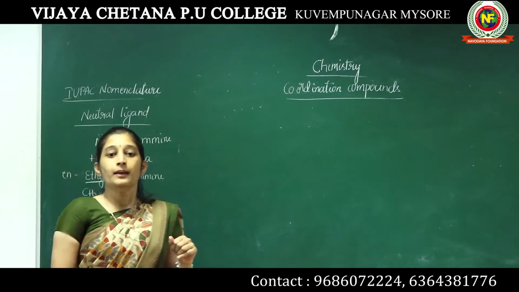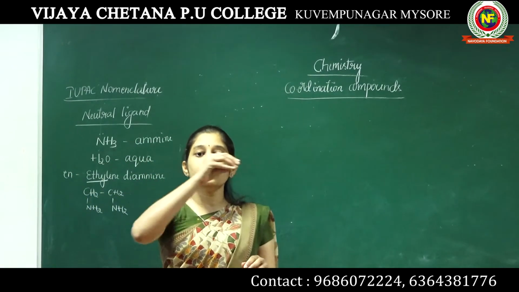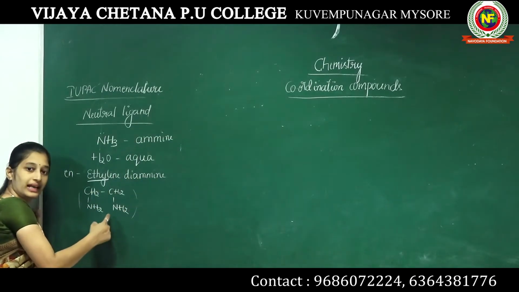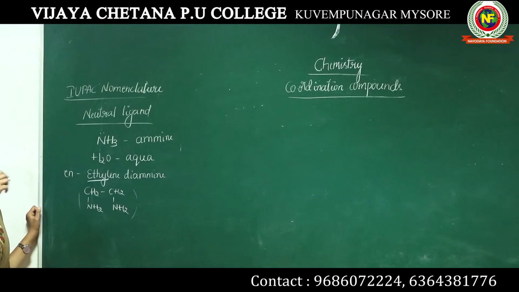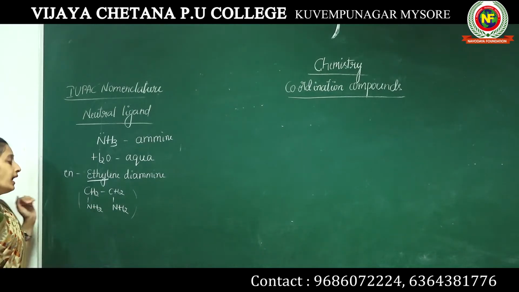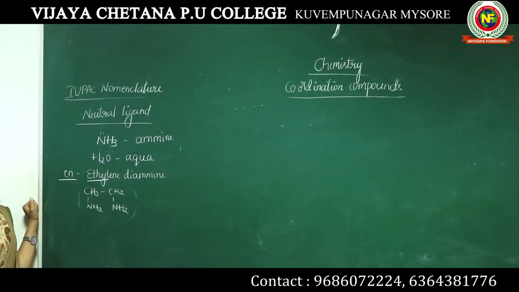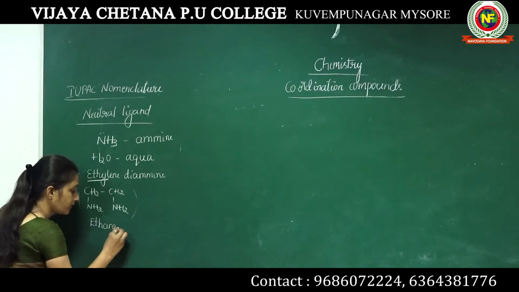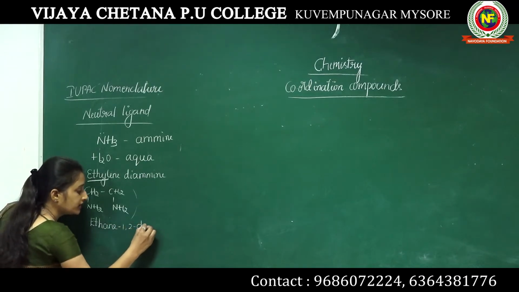Ethylene diamine. But in formula, we can't use the full form. It's highly difficult to write CH2, CH2, NH2, NH2 as it is. So, in order to avoid the confusion, I am going to use en, the simple form. But this one is the normal one. In IUPAC, we will represent like this: ethane-1,2-diamine.